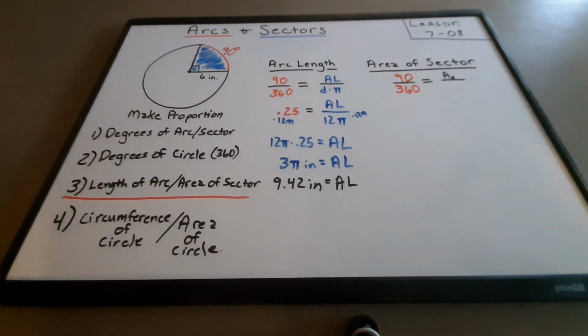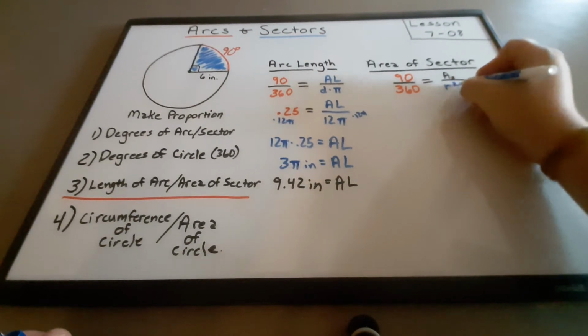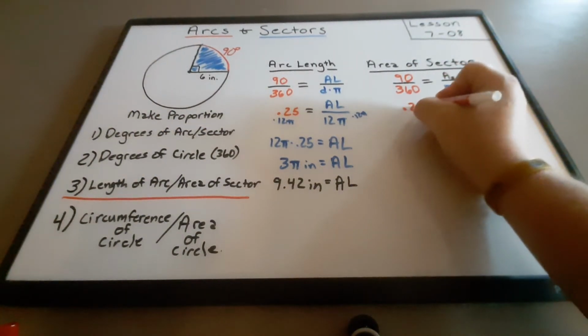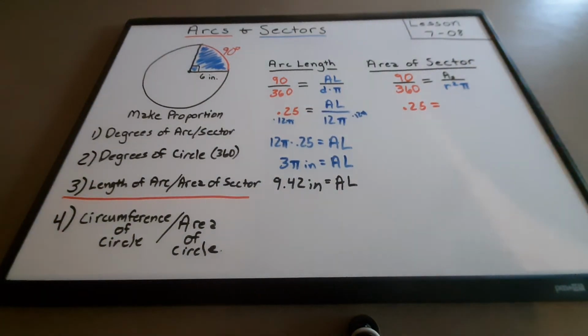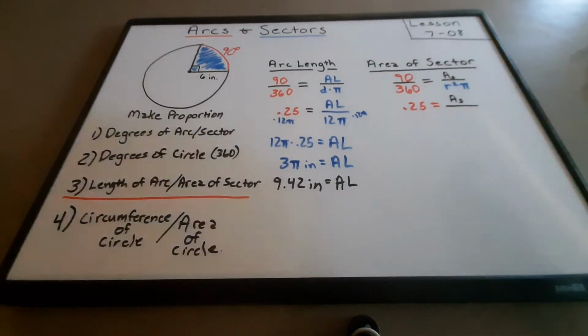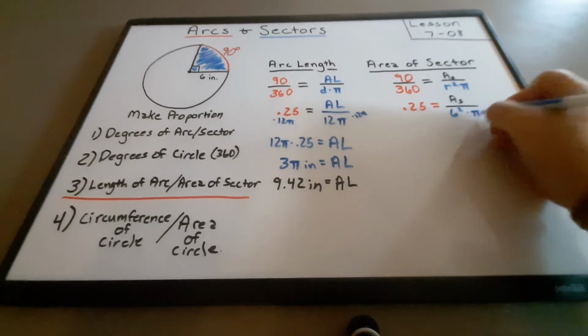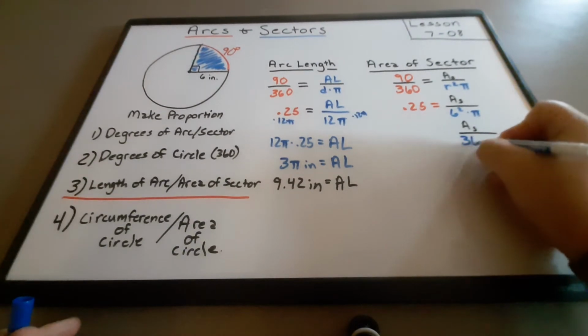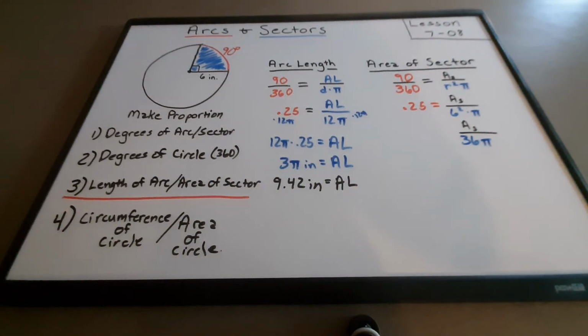The area of a circle is r squared pi, or you can say pi r squared. Here we know that the radius is 6, so we're going to switch the 90 over 360. I just make it a decimal to make our life easier: 0.25 equals the area of the sector divided by, now we know the radius is 6, so 6 squared times pi. Well, 6 squared becomes 36. So we're going to be dividing by 36 pi.